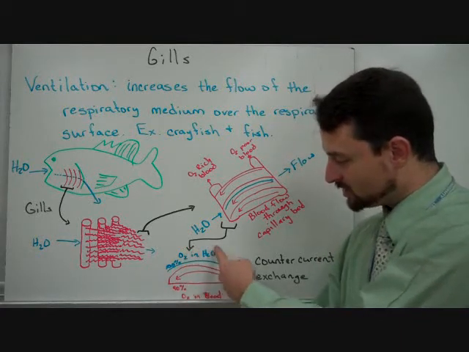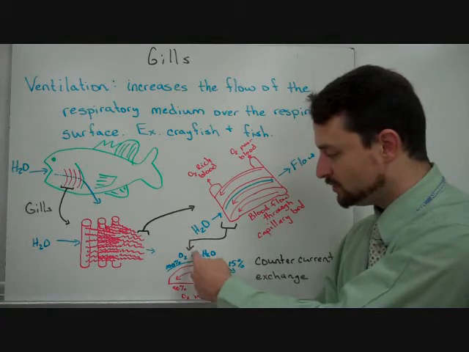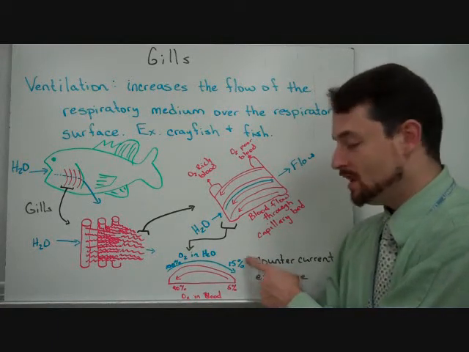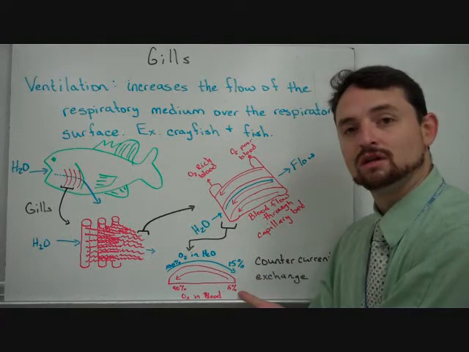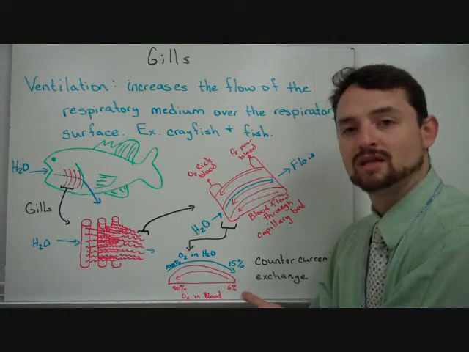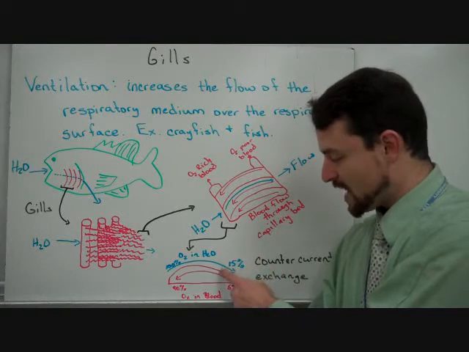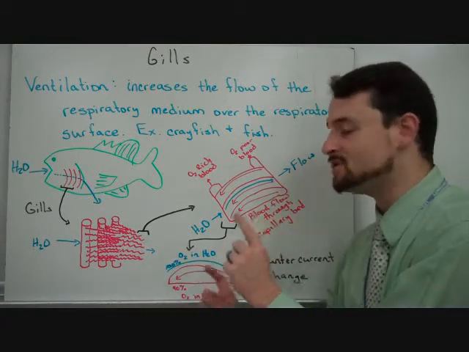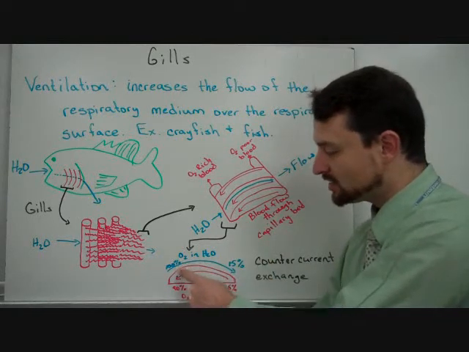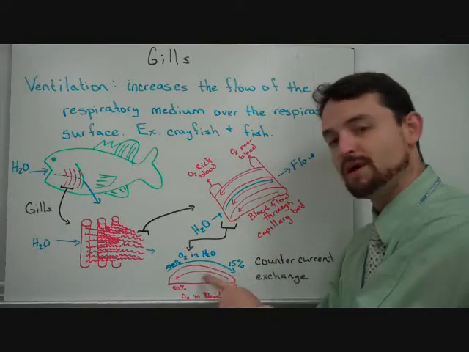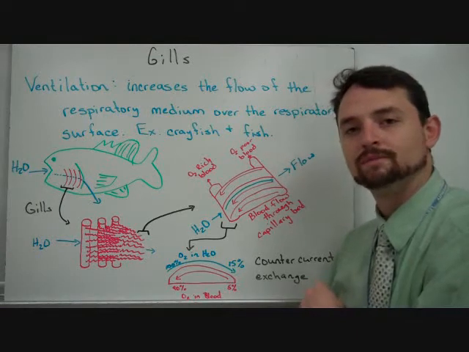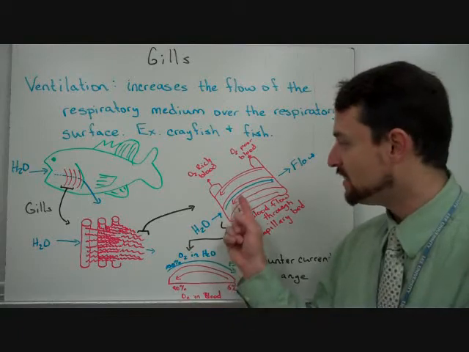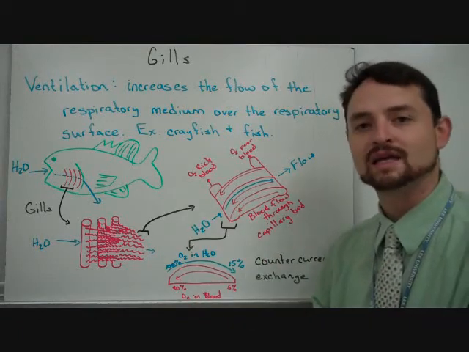As water goes this way, oxygen will diffuse into the blood. So when you get over here, you've got less oxygen in the water, but you've got very poor oxygen blood coming in. So there still will be oxygen exchange here. So in this countercurrent exchange, you guarantee that the most oxygen is always being diffused into the blood. And this creates a decent way to get oxygen in the blood, and then eventually that oxygen-rich blood will go back into the organism.